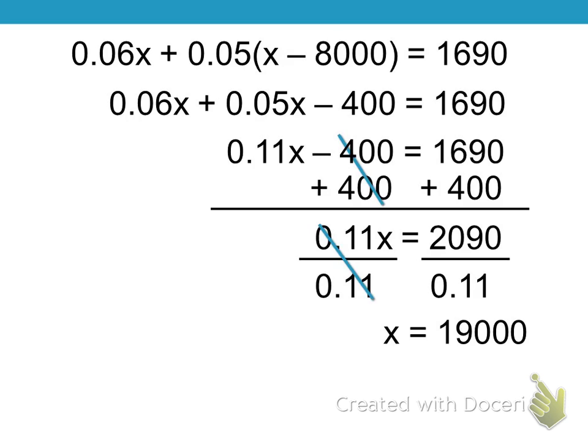I'm asked to find out how much he invested at 5%. So I need to subtract $8,000. When you subtract 8,000, you get 11,000. So he invested $11,000 at 5%.